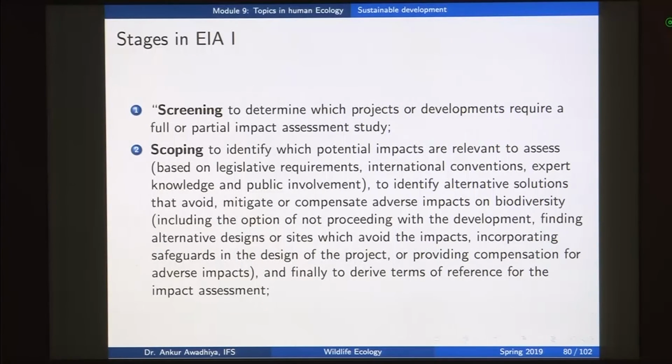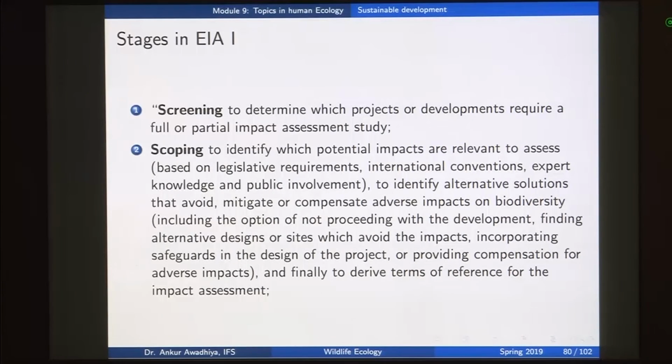Do we need to assess waterlogging in this area or not? Or if there is some area that suffers from any number of earthquakes, and because we know that a big dam will also increase the propensity of getting an earthquake in that area, then probably we need to assess that as well. So, scoping will come up with what all impacts need to be assessed, and it will also identify alternative solutions, if there is something that we can put up to mitigate the impacts, and it also derives terms of reference for the impact assessment.